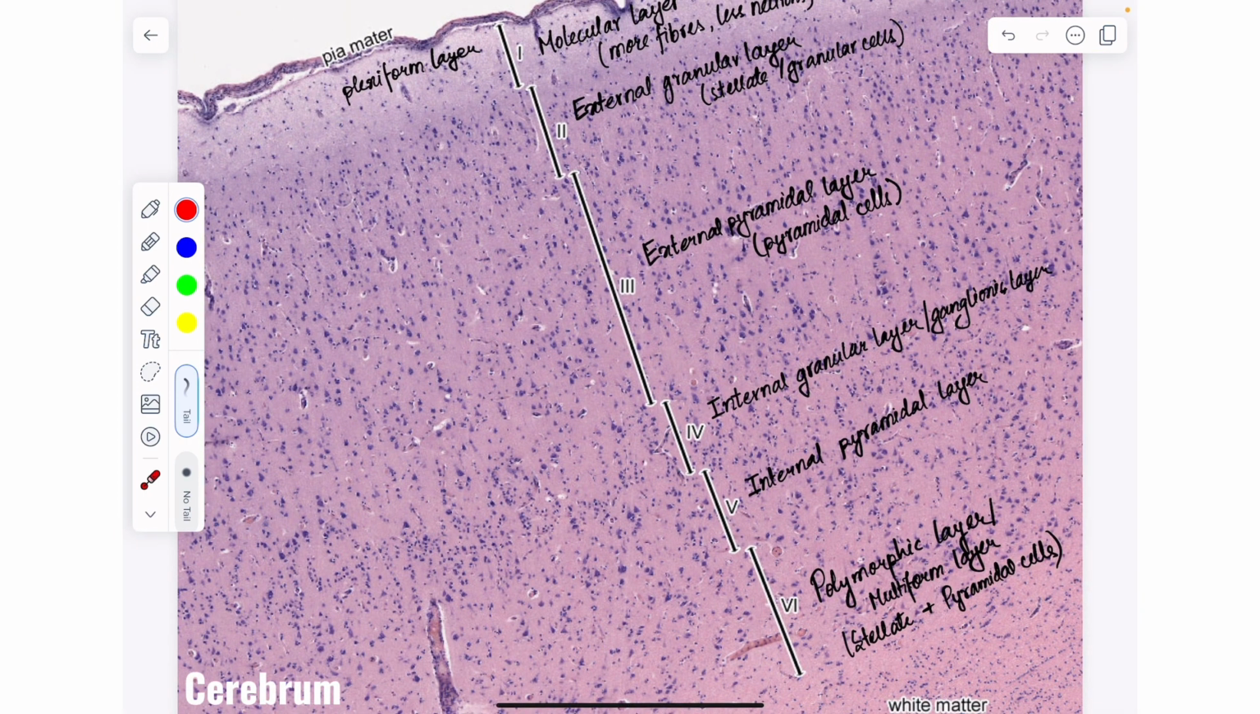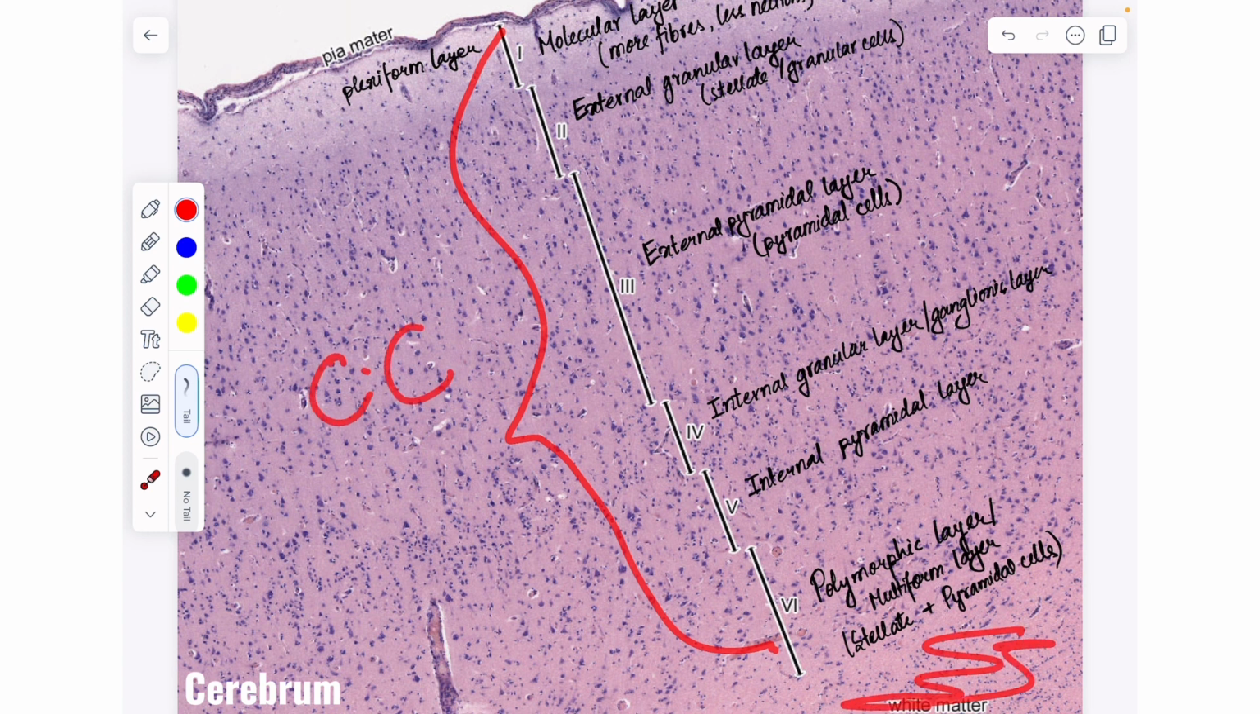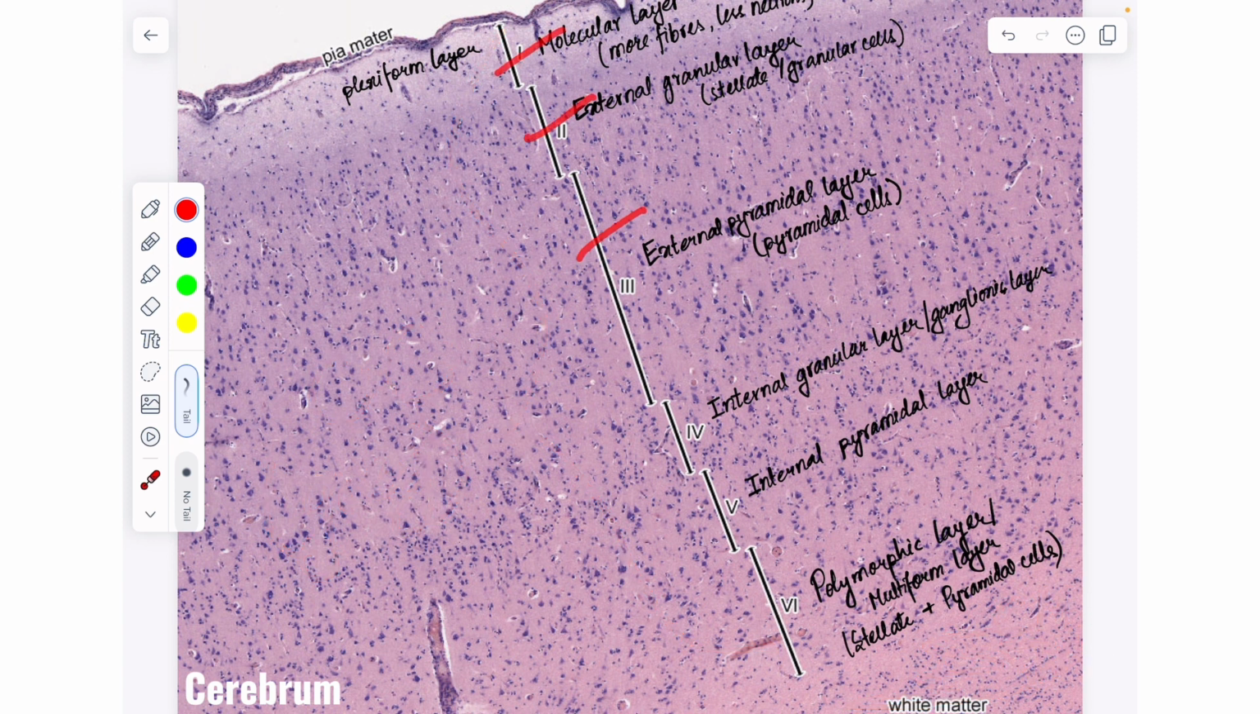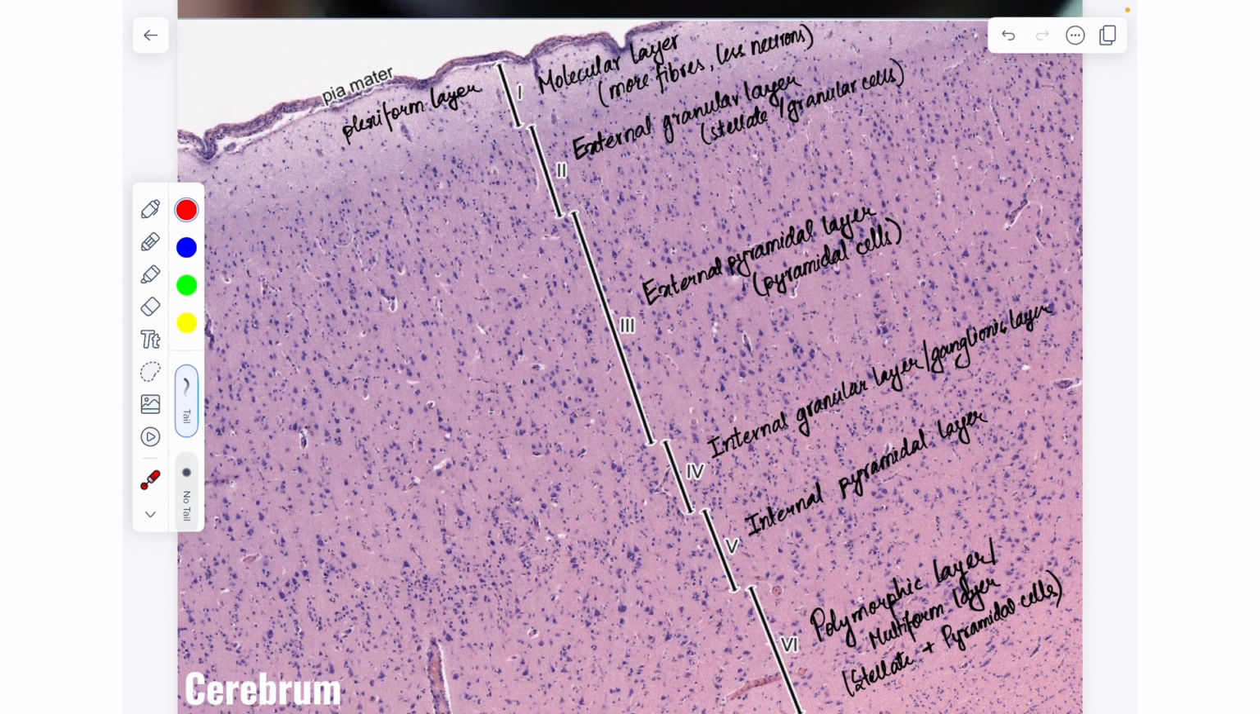This slide is that of your cerebrum. The cerebrum contains two parts, the external cerebral cortex and the internal cerebral medulla. The cerebral cortex is made up of gray matter, while the cerebral medulla is made up of white matter. The cerebral cortex is divided into 6 different layers, or the gray matter is divided into 6 different layers. The whole of the cerebrum from outside is covered by one of the meninges called pia mater, which is also visible under the slide.